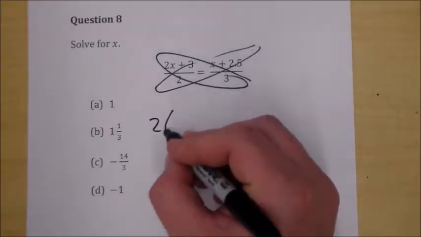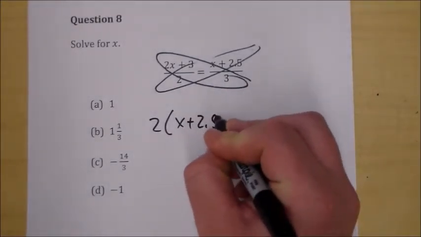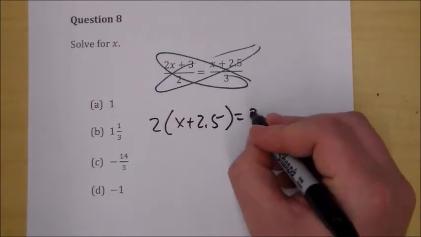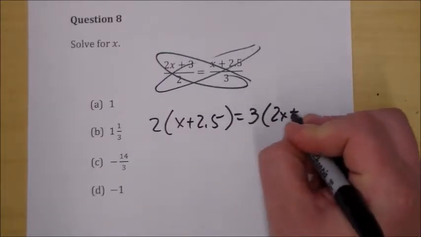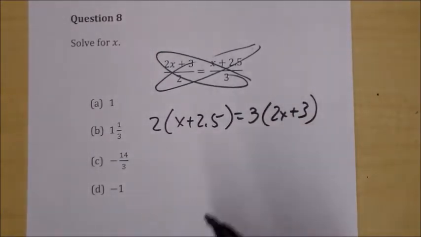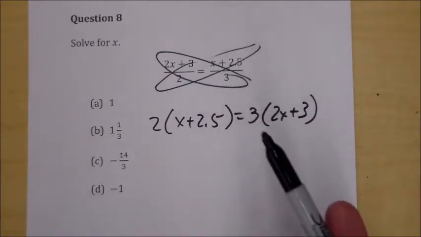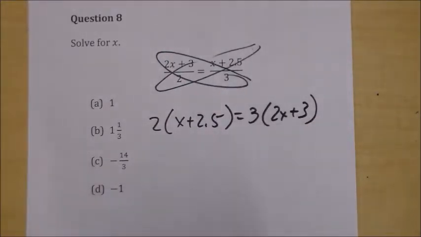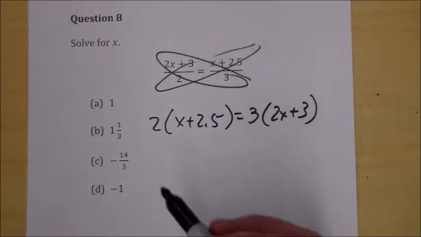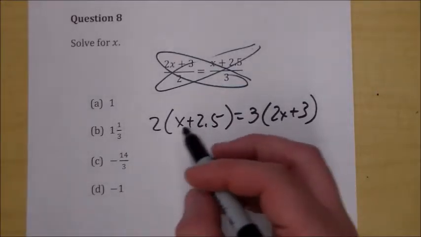So let's do it. 2 times x plus 2.5 is going to equal 3 times 2x plus 3. Now, this is a good example of, you know how to do cross multiplication while you're solving ratio and proportion problems, but it exists all throughout math. So using one skill you know from one area of math in another area of math and combining them is kind of what this test is all about. It is a helpful thing to do, and we can be successful here.